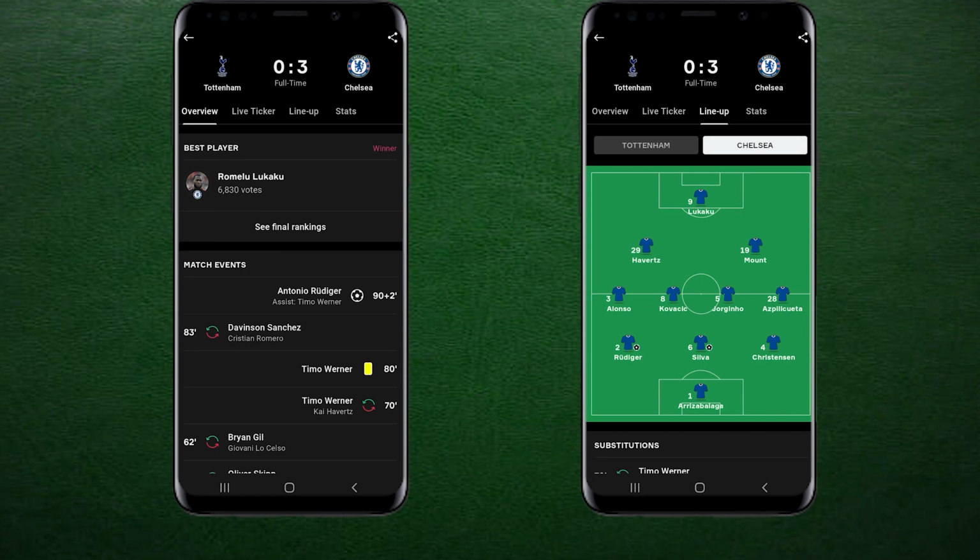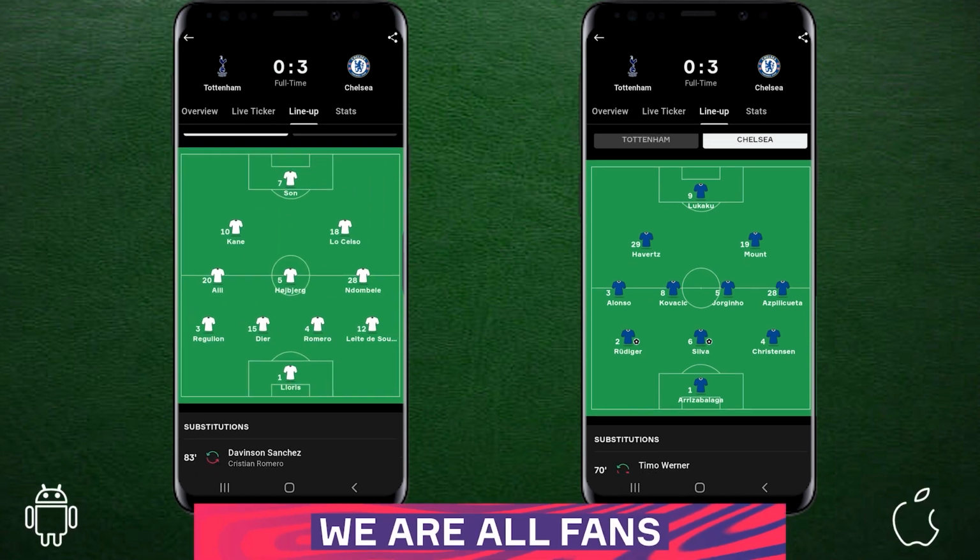A quick reminder of the formations used by both sides as seen on the OneFootball app.